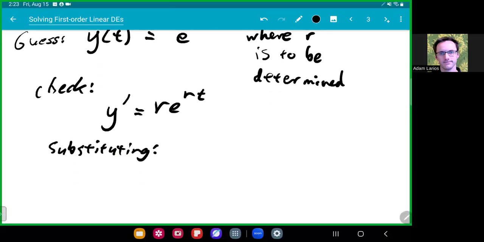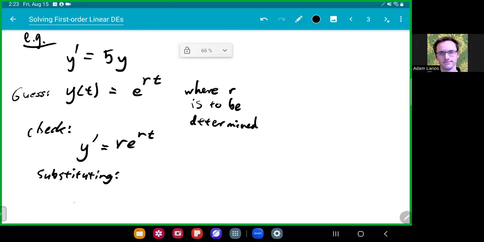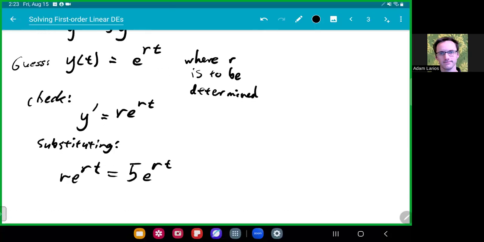We would get on the left-hand side, right? We have y prime is equal to 5y there. So we'd have r e to the rt. That's our y prime. And on the right-hand side, we would have 5, and then we're just plugging in y itself, so e to the rt there.